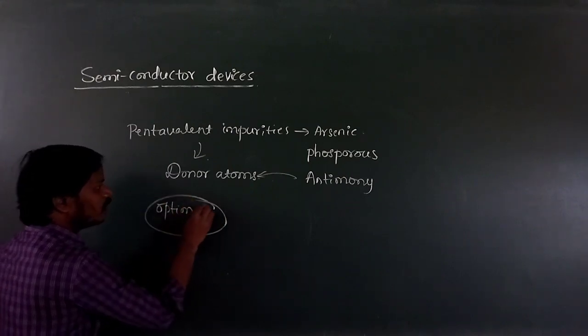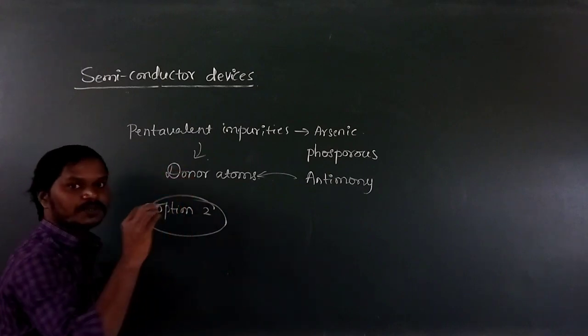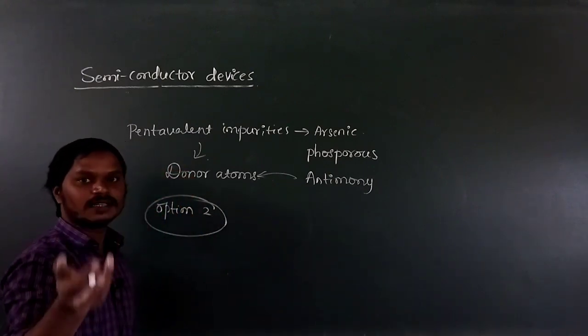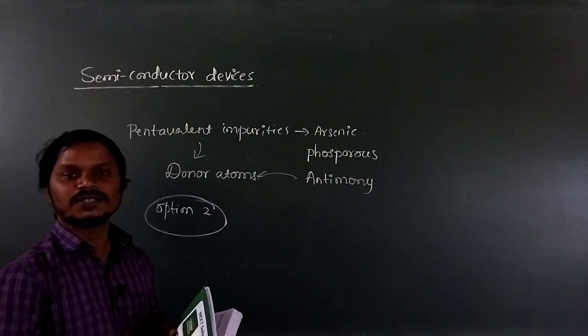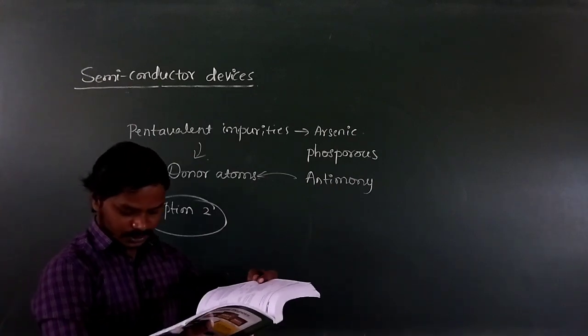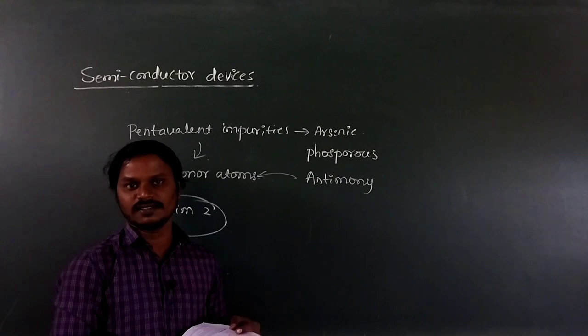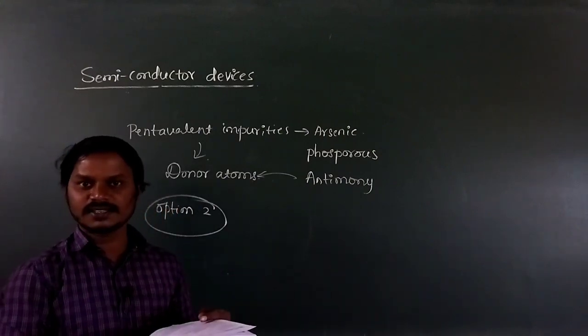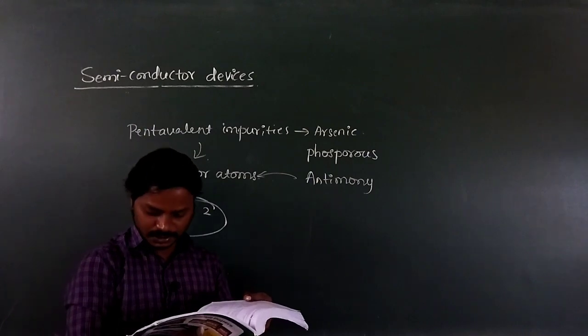See here, when antimony is added to the pure germanium crystal, the number of electrons becomes more than the number of holes. Then option 2 is correct. Then what about option 3? The resistance is increased. This is wrong. Then the last option, its capacitance is increased. It is also wrong. Means option 2 is correct.